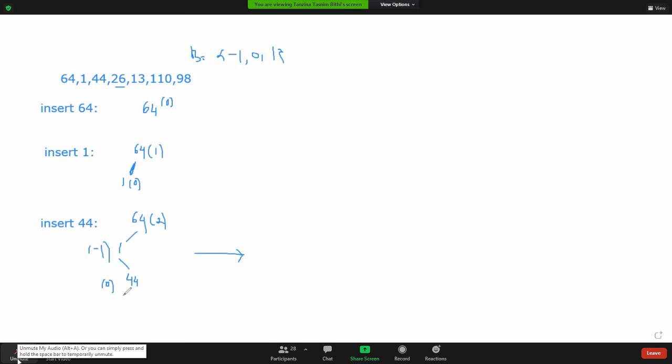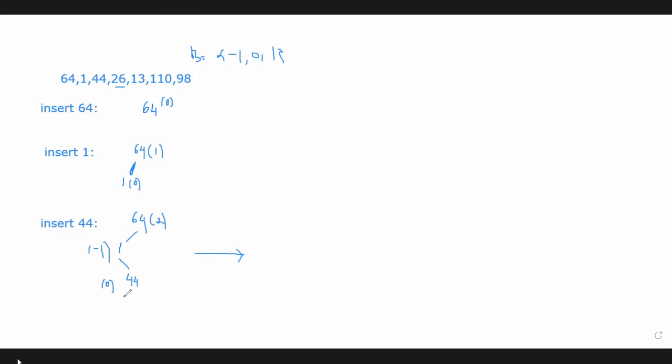However, is it a left skewed tree? No, it's not. At first we inserted in the left subtree and then in the right subtree. So which rotation will be used? Left right, LR rotation will be used. So here at first we'll apply the left rotation. 64 is the root node. It has one left child. And how can we change it now? 44 will become the root node and 1 will be added in the left subtree, isn't it?